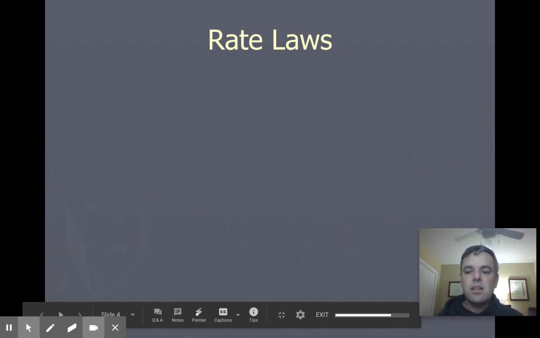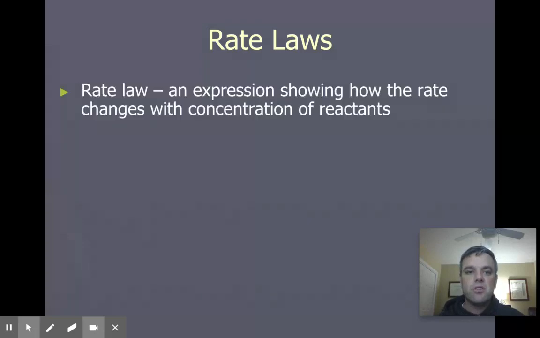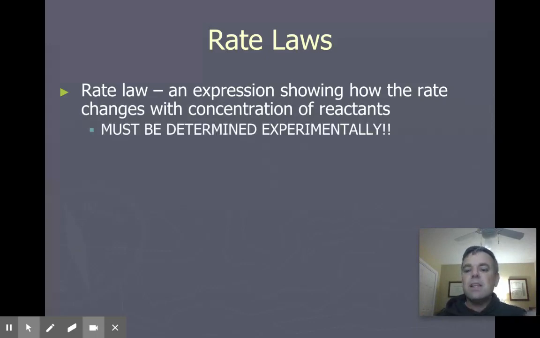Essentially, a rate law is an algebraic expression that helps us calculate how fast a reaction occurs. So, it's a mathematical expression showing how the rate of a reaction changes with concentration or molarity of reactants. And rate laws have to be determined experimentally. You cannot just look at a chemical equation and determine what the rate law is. You can't just look at the coefficients or anything like that and come up with the rate law. It has to be done through experiments.